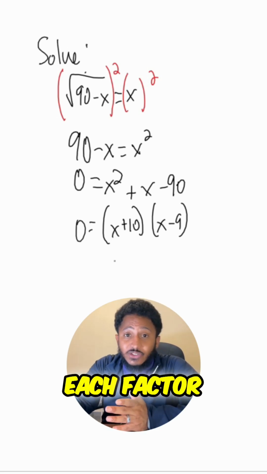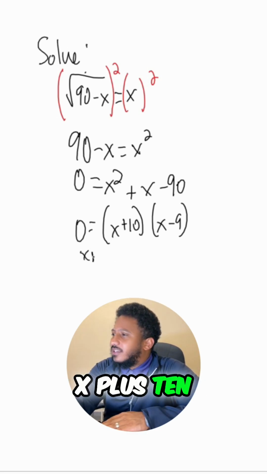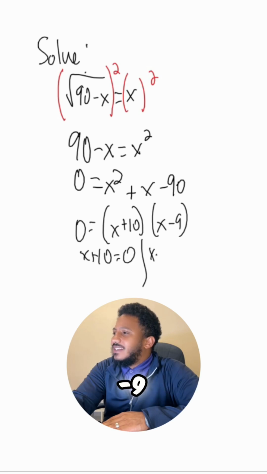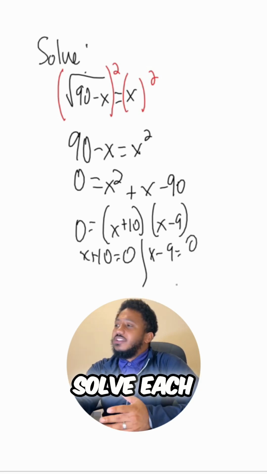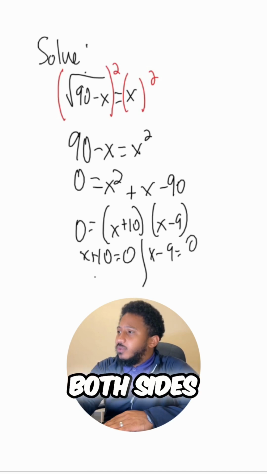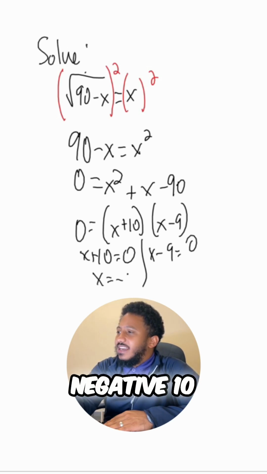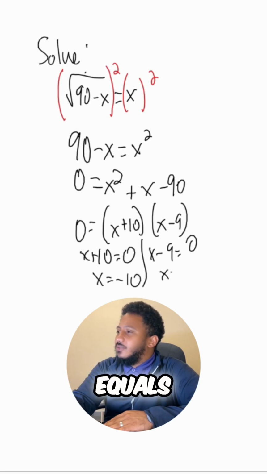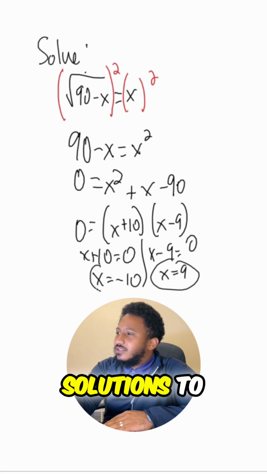Now we can set each factor equal to 0. So here, x plus 10 equals 0. And then x minus 9 equals 0. And now we can solve each of these separately. So like here, we would subtract 10 from both sides. That gives us x equals negative 10. Here, adding 9 to both sides, we get x equals 9. And those would be our solutions to this equation.